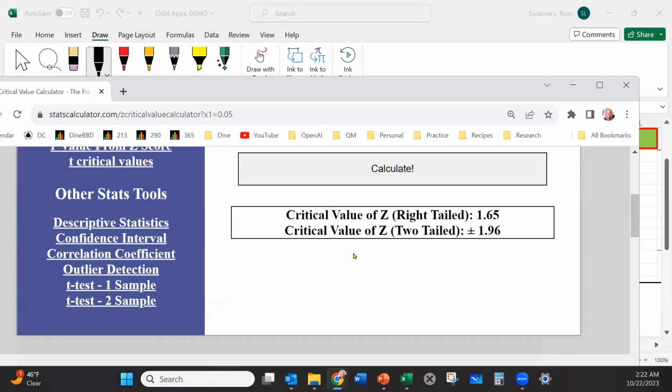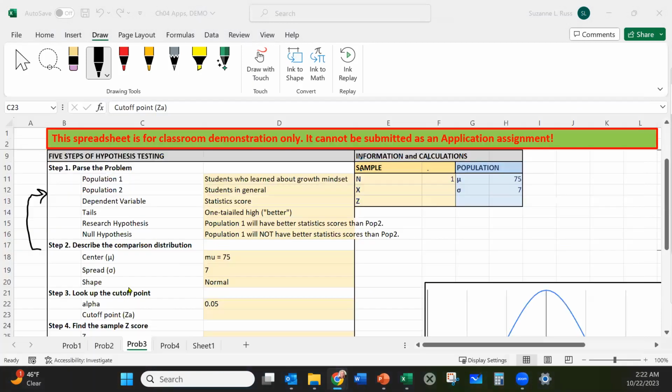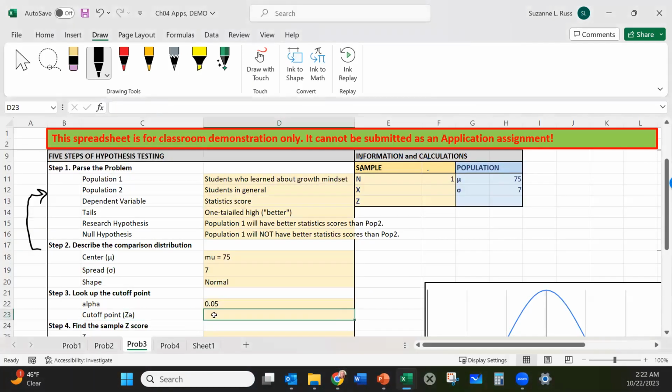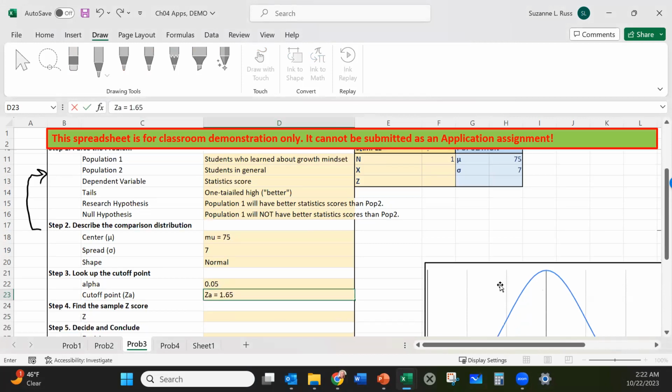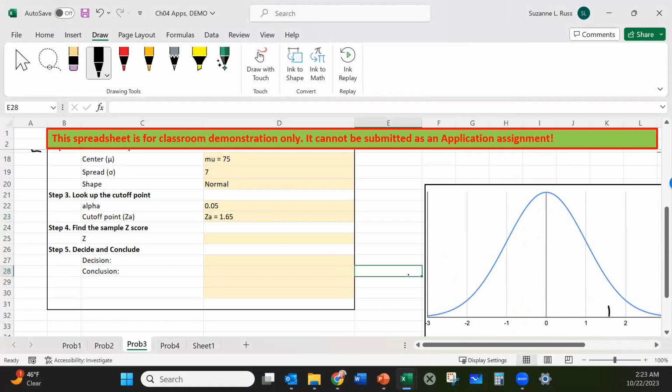And we see that for a one-tailed high test, or a right-tailed test, the critical value or the cutoff point is 1.65. So let's write that here and let's plot it on our chart too. Z alpha equals 1.65. 1.65 is going to be in the upper tail, about two-thirds of the way between the 1 and the 2.